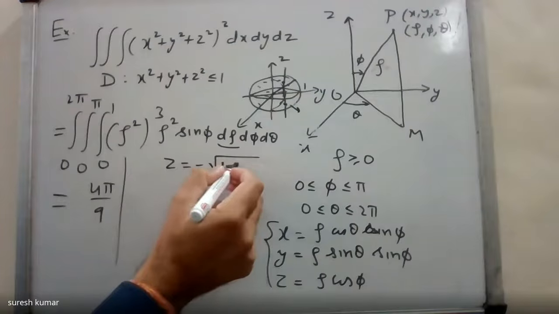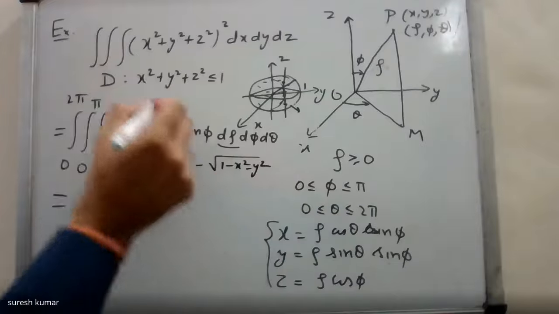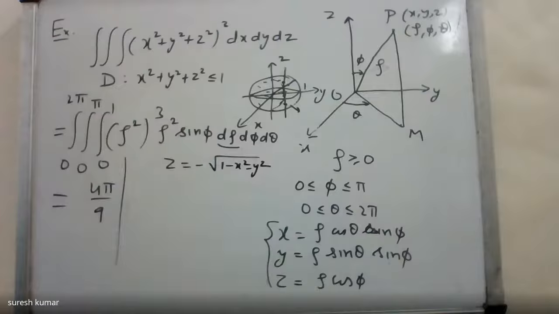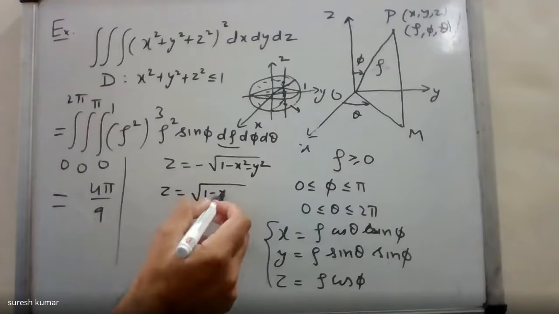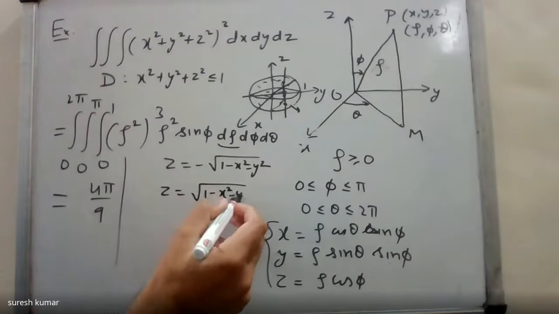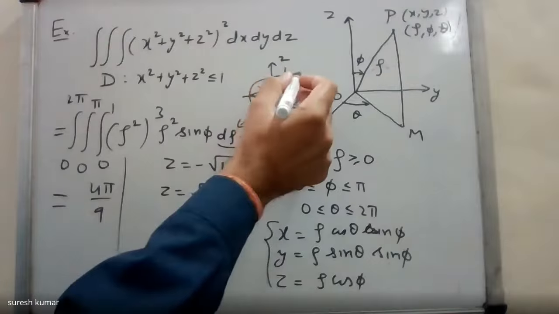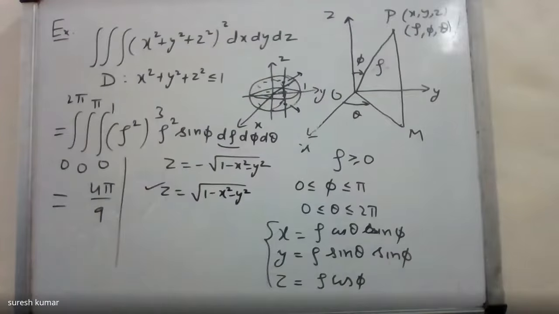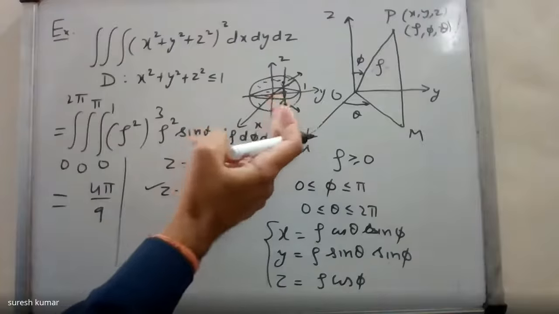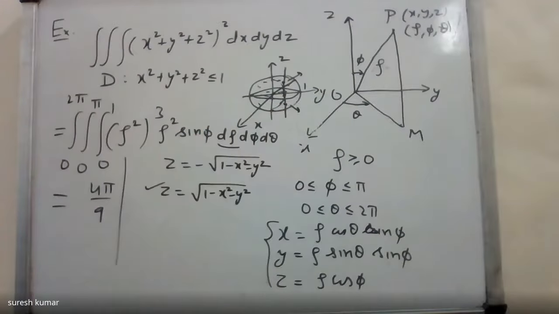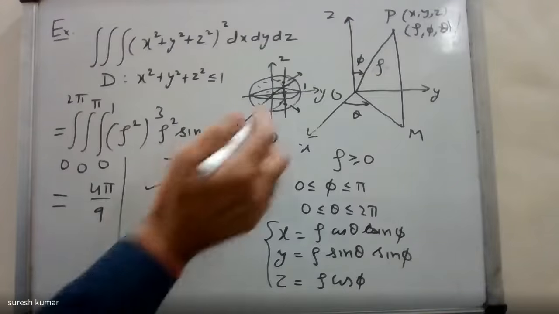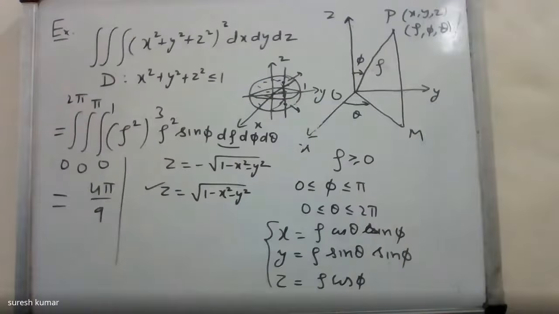Minus square root of 1 minus x square minus y square. Why? From the equation of the sphere, x square plus y square plus z square equal to 1, z has two values. One is minus and the other value is plus square root of 1 minus x square minus y square. So here you have this value. The line enters the 3D region, the unit sphere, from the lower hemisphere and goes out of the upper hemisphere. So these values of z are fine, right?